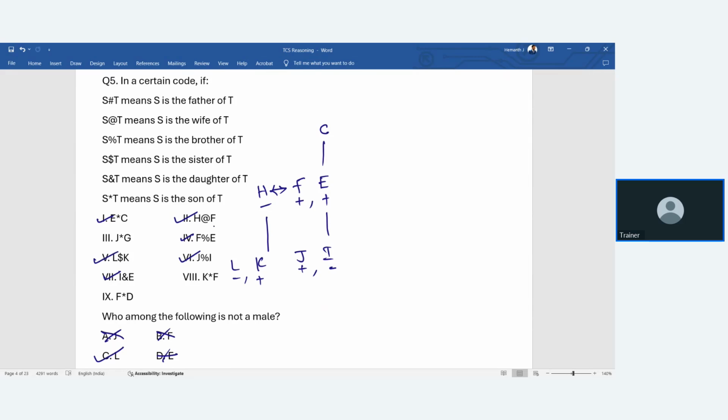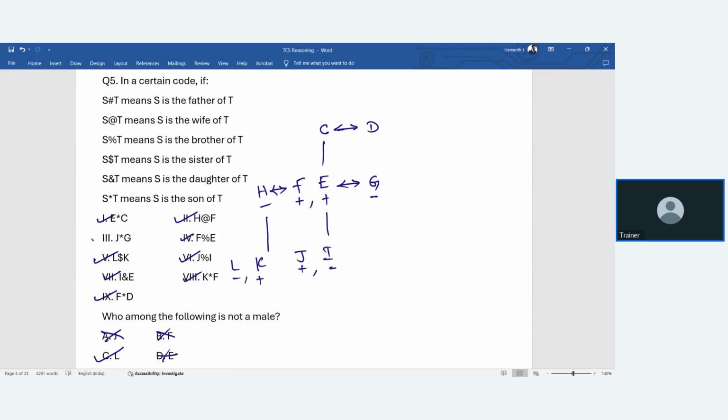K star F. K is son of F. F star D. F is son of D means E and D are married couple. J star G. J is son of D means E and G are married couple.